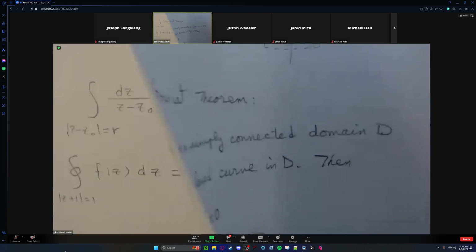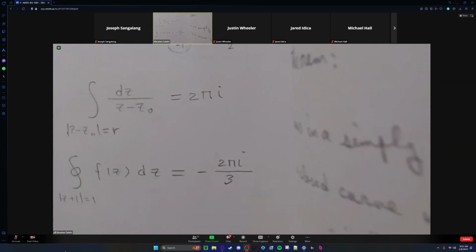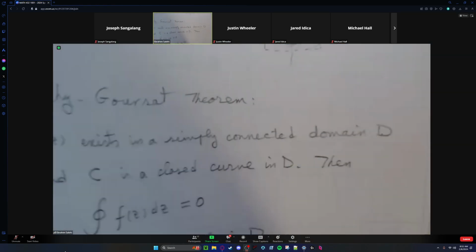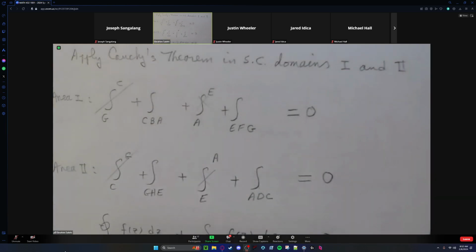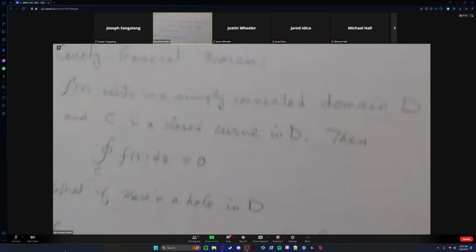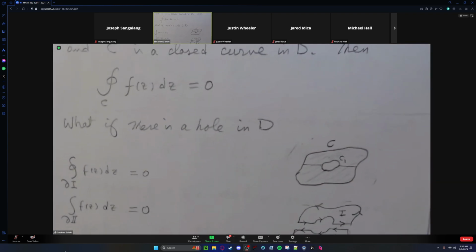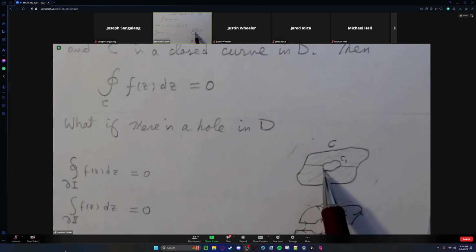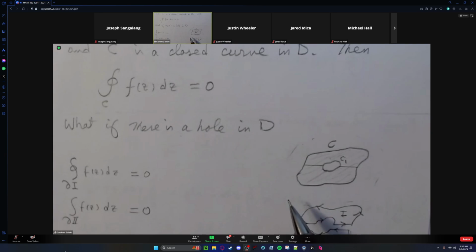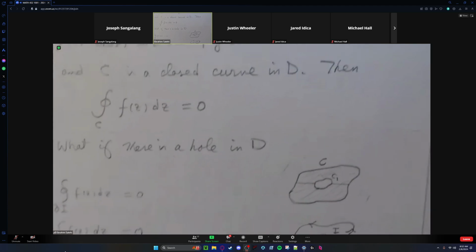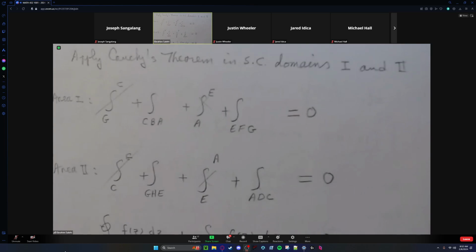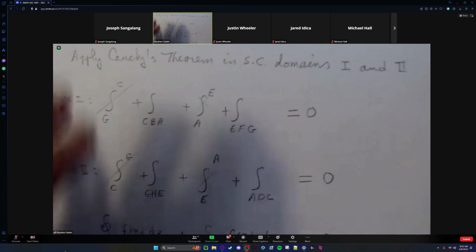So the question, of course, will be, what if we have a hole in that domain? Is this Cauchy theorem still valid? Well, that's pretty interesting. Here is a domain with a hole.